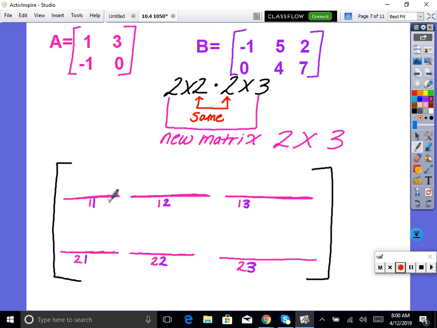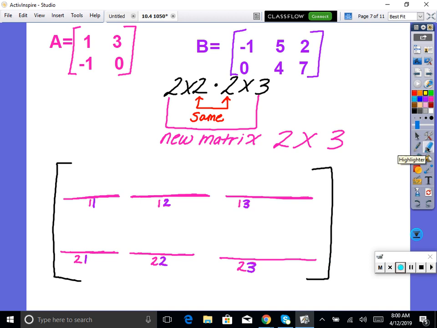Remember how they kind of state it like that? This is in the first row, second column, first row, third column. Second row, first column, second row, second column, second row, third column. I really recommend writing those for yourself sometimes because it kind of helps keep things straight. So this is how you multiply a matrix, okay?